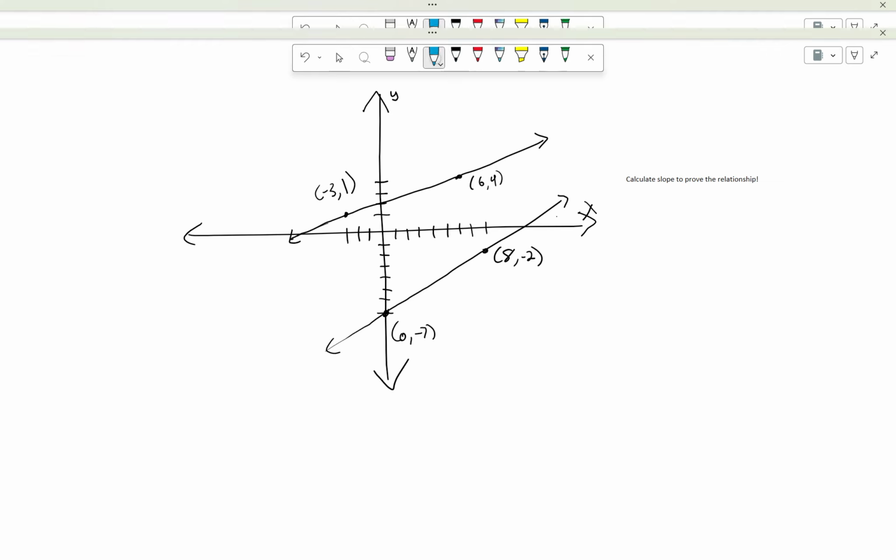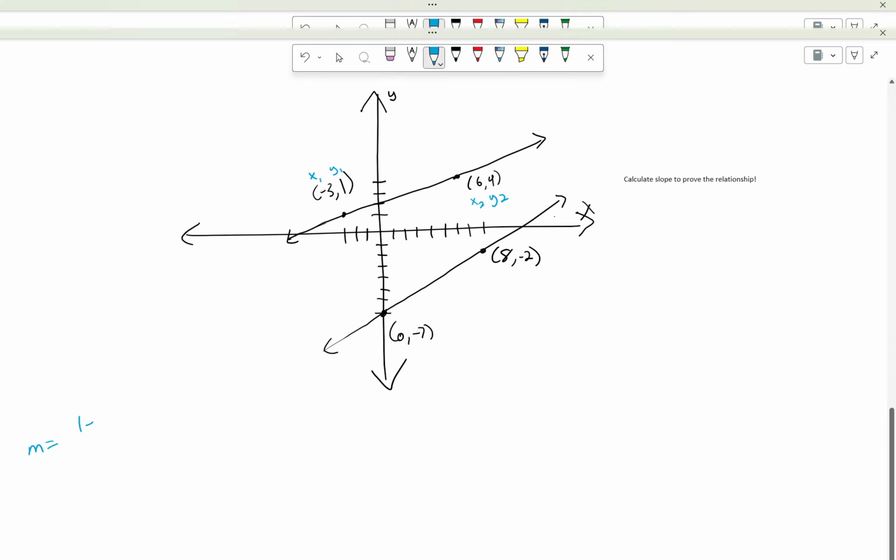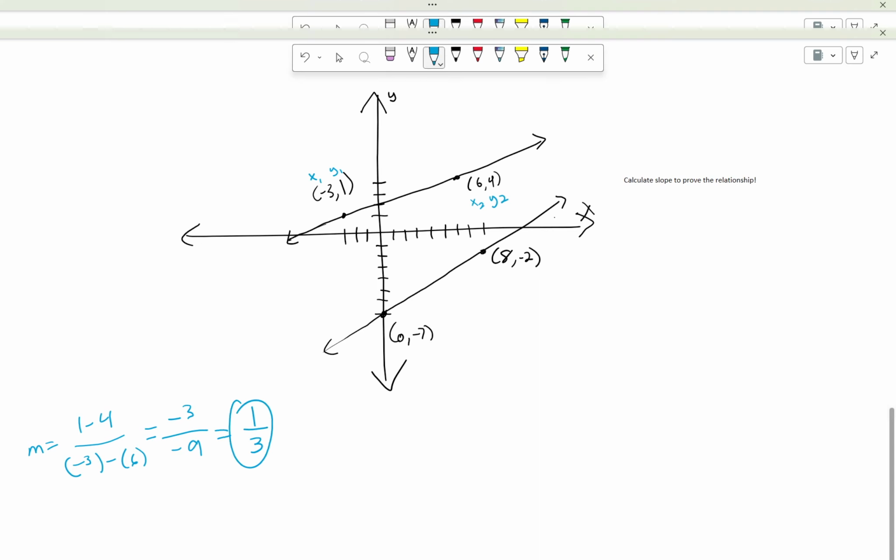I'm going to assign values to these. So I'm going to first do this guy on the left and find my slope. So this is my x, and we'll call this guy x sub 1, y sub 1, meaning that this is my second point. So I have x sub 2, y sub 2. And I'm going to plug this into the slope formula. So I have the difference of my y's, 1 minus 4, over the difference of my x's, negative 3 minus 6. Okay. 1 minus 4 is negative 3. Negative 3 minus 6 is negative 9. So this will be a positive 1/3 as my slope.